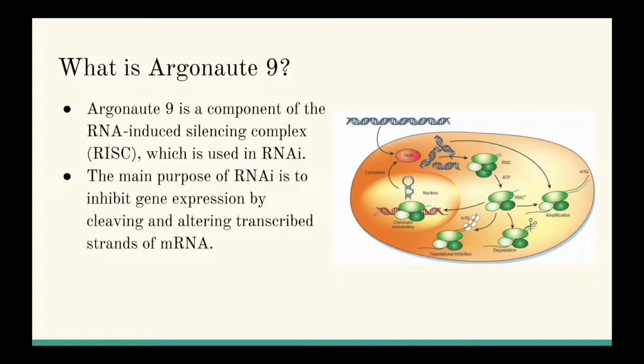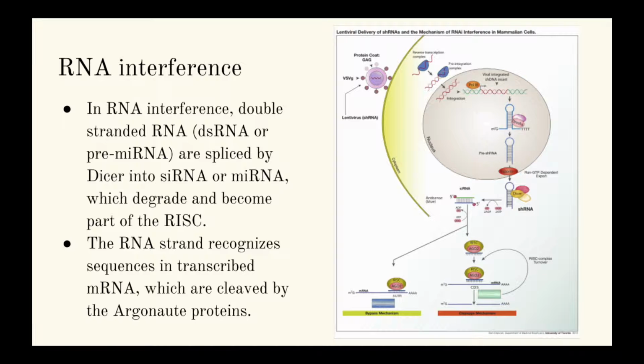Argonaut 9 is a component of the RNA-induced silencing complex, which is used in a process called RNA interference. The main purpose of RNA interference is to inhibit gene expression by cleaving and altering transcribed strands of mRNA. So in RNA interference, the first step is the cleaving of pieces of double-stranded RNA, either dsRNA or pre-miRNA, by using an enzyme called dicer.